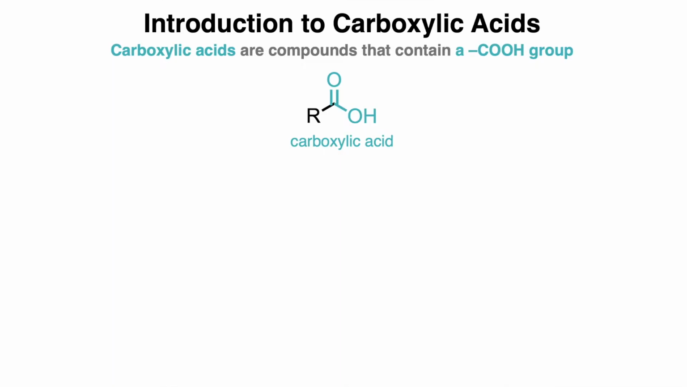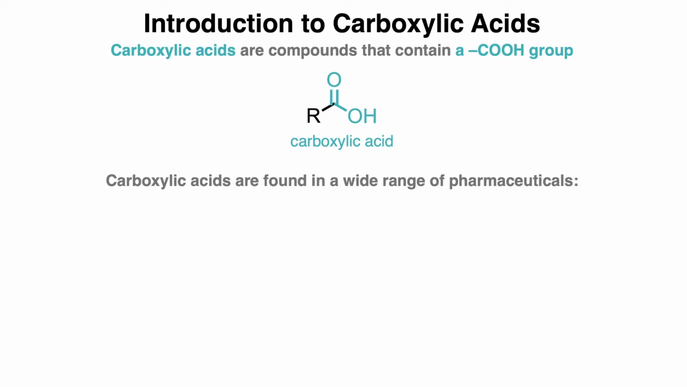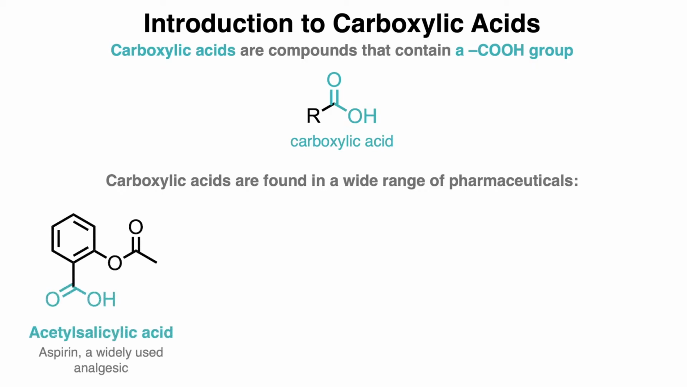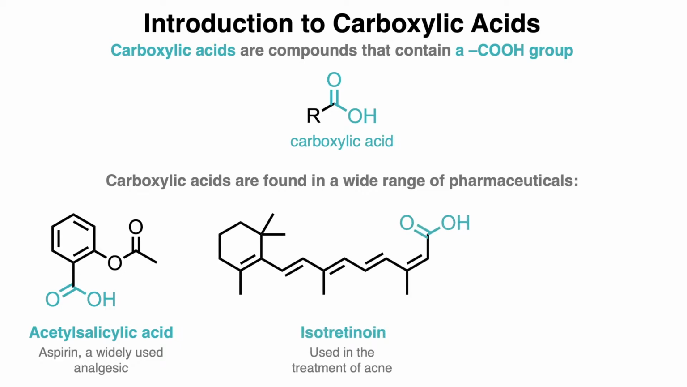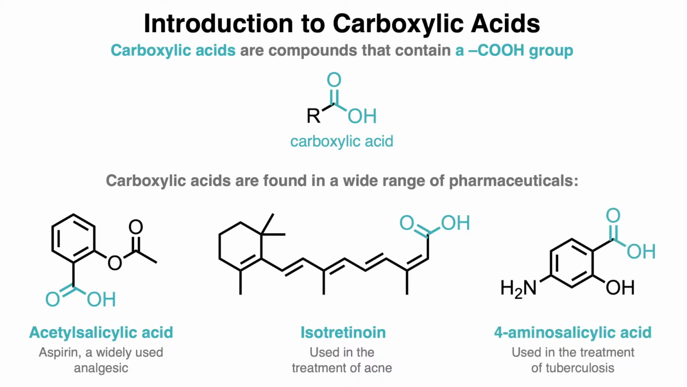Carboxylic acids are compounds that contain a COOH group, as shown here in blue. Carboxylic acids can be found in many molecules in nature, as well as many drug molecules. Some examples are acetyl salicylic acid, also known as aspirin, which is a widely used analgesic. Isotretinoin is used in the treatment of acne, and 4-aminosalicylic acid is used in the treatment of tuberculosis.